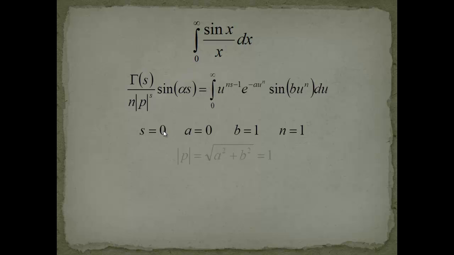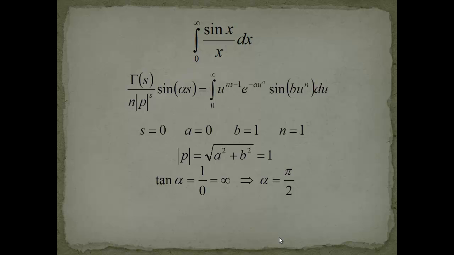Now we need some more information. The magnitude of p, we said, is just the square root of a squared plus b squared, which is simply 1, and we need to find the alpha value, which you can calculate using tangent alpha equals b over a. Here b is 1 and a is equal to 0, and I told you in the last video that this belongs to the special angle alpha equals pi half. Now remember what this integral was equal to. It was equal to pi half, so this pi half seems to jump into the game somehow.